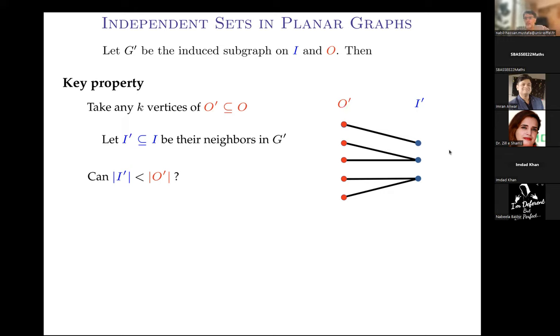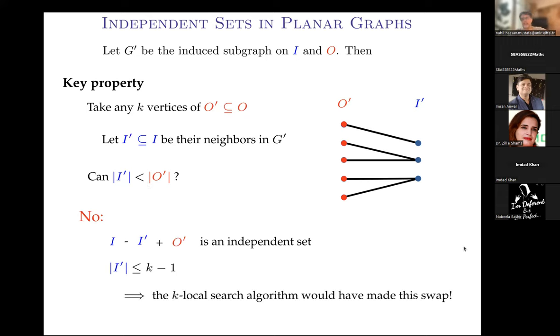So then why didn't the algorithm improve it? This cannot happen, exactly as Imdad said. If you take your current solution, drop I prime, and add O prime, and this is still independent, and we know that I prime is less than k minus one, because this is at most k, then we could have just replaced this with that to improve our size. So this cannot happen. We don't know what O is, but we do know that this property must be true: for any subset of O, when I look at their neighbors in I, they cannot be smaller.